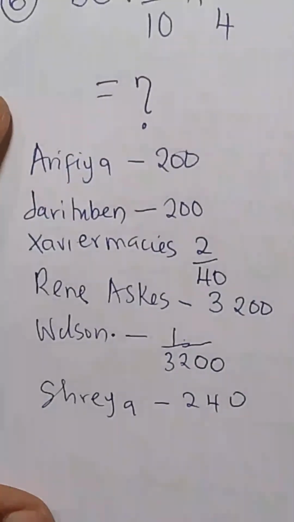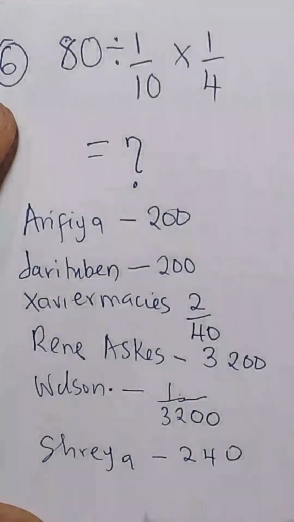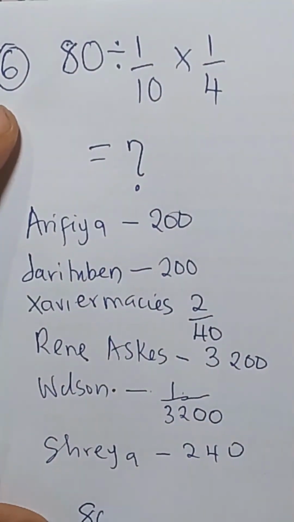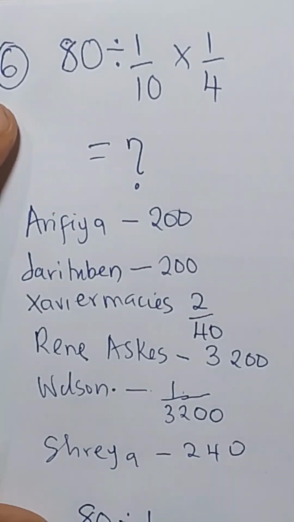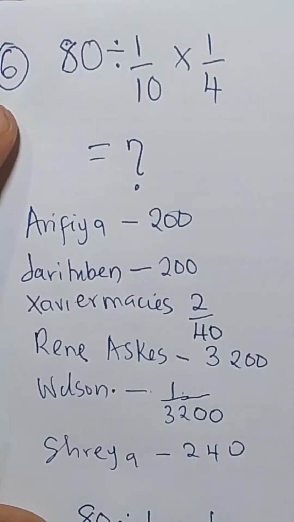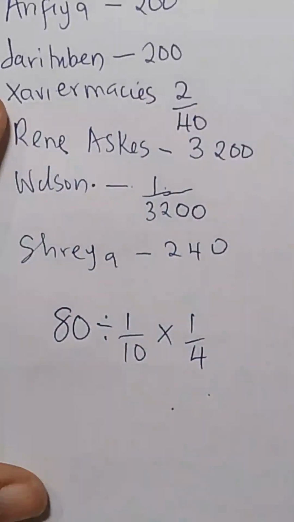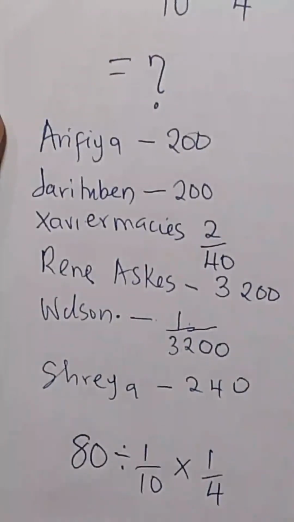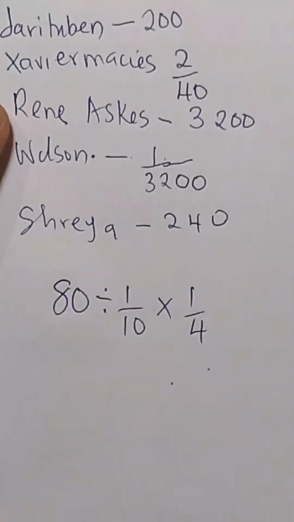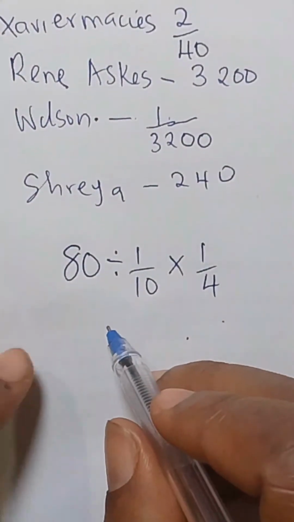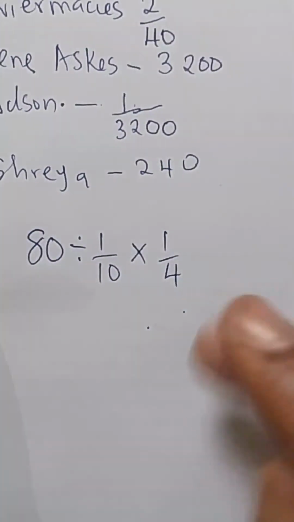To 40. Okay, so let me solve it. We have 80 divided by 1 over 10 times 1 over 4. All right, so this was the given question. So I'm going to solve it here. Now, I want to show you something in mathematics.